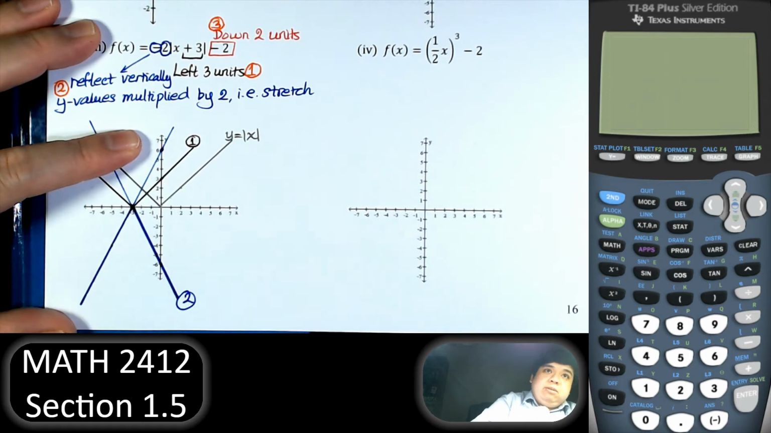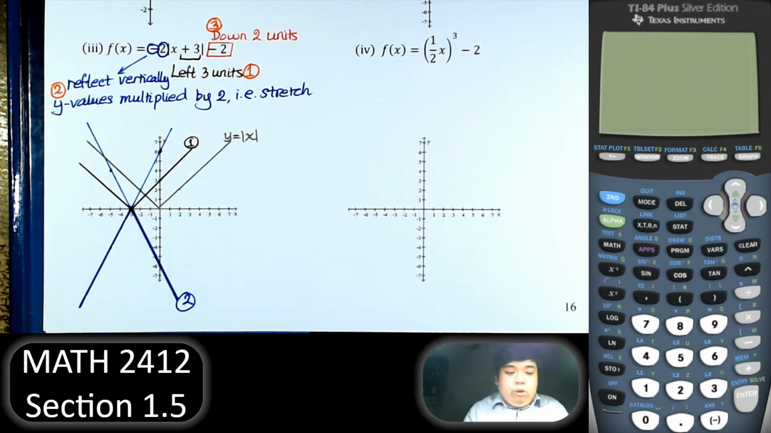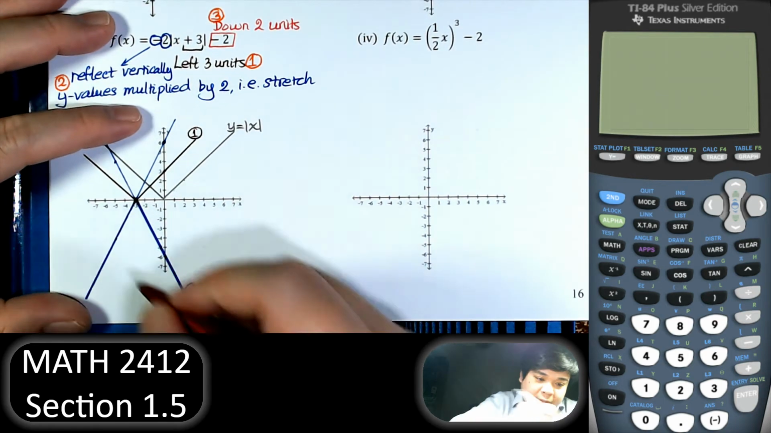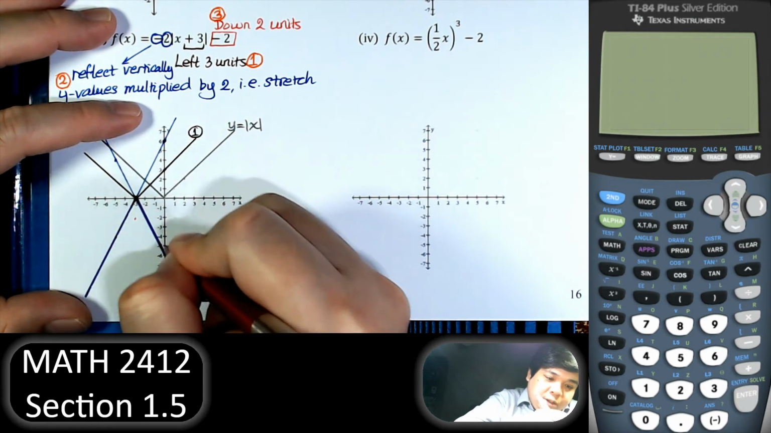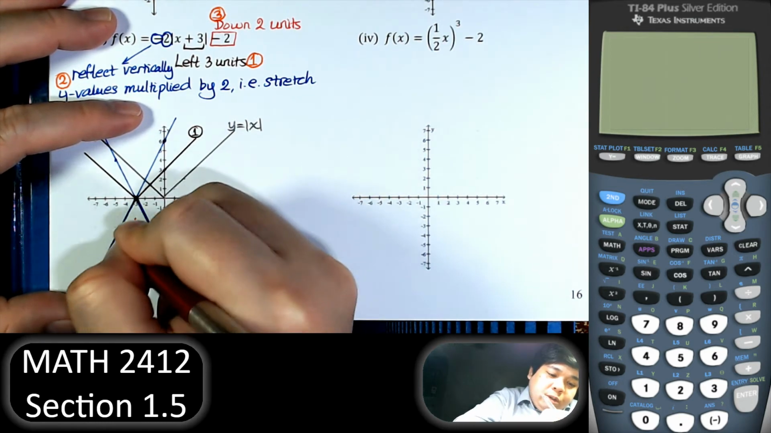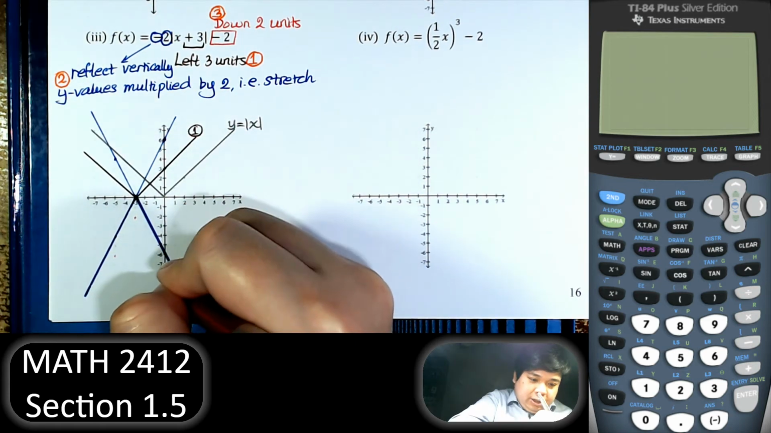That is the second step. And then move everything down 2 units. That's 1, 2, 1, 2, 1, 2.